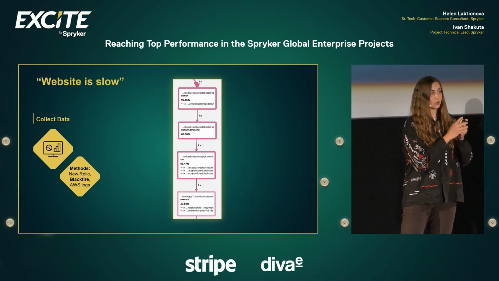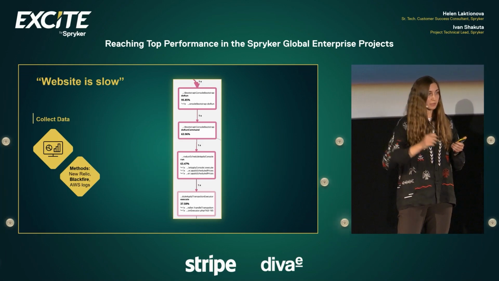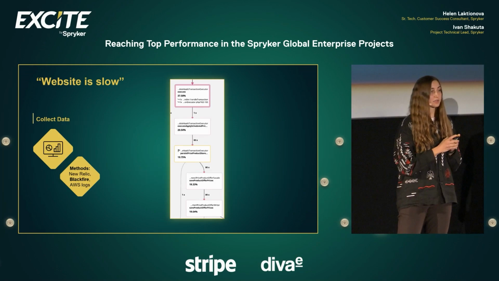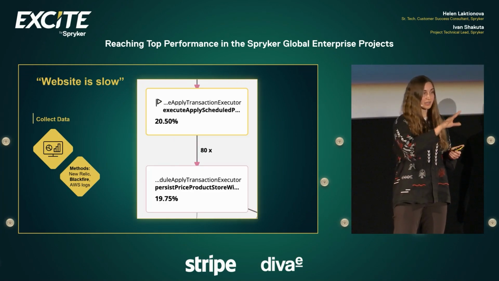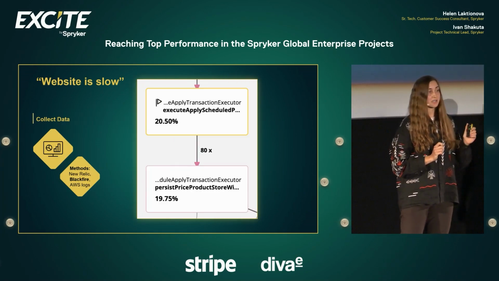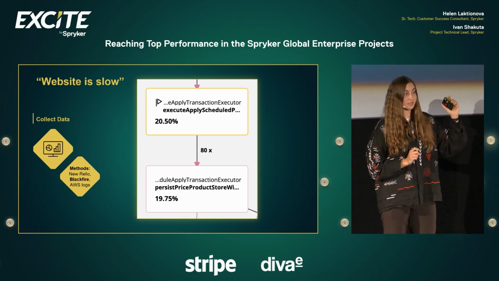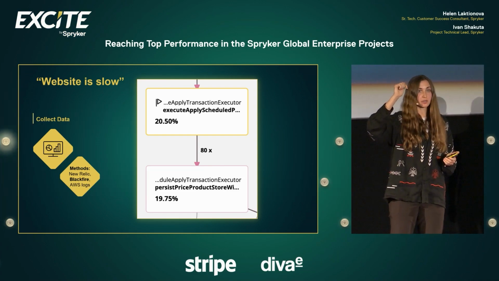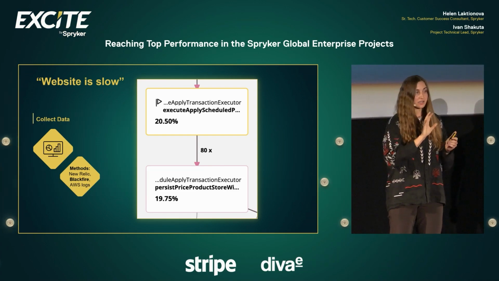Let's try to zoom in. We were just following the red path that Blackfire shows us. Here we didn't see anything, and this is where we start to see something happening. Let's zoom in. In this specific case, the execute apply scheduler started to call persist price product 80 times. Before, we had only one execution, and here something started to happen.